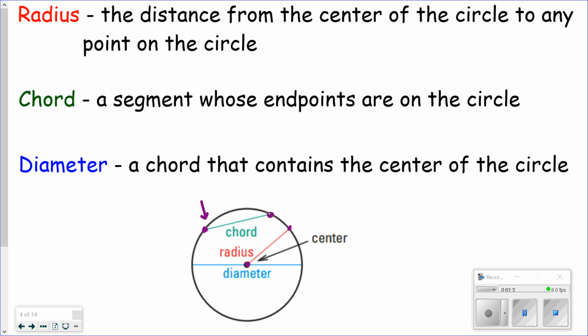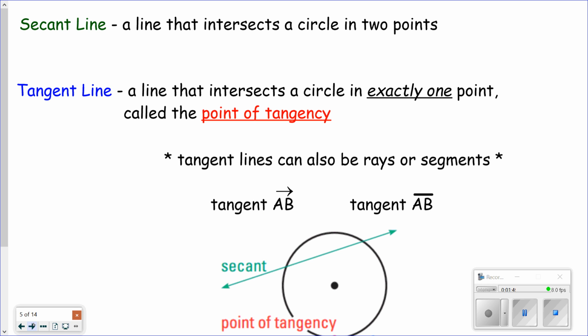And then a diameter is a chord that contains the center of the circle. So diameter here is blue, and it goes through the center. A secant line is a line that intersects a circle in 2 points. So once again, look down here. We have a secant line, and a line goes on forever and ever. That's where those arrowheads come from, and it just goes through 2 points on the circle.